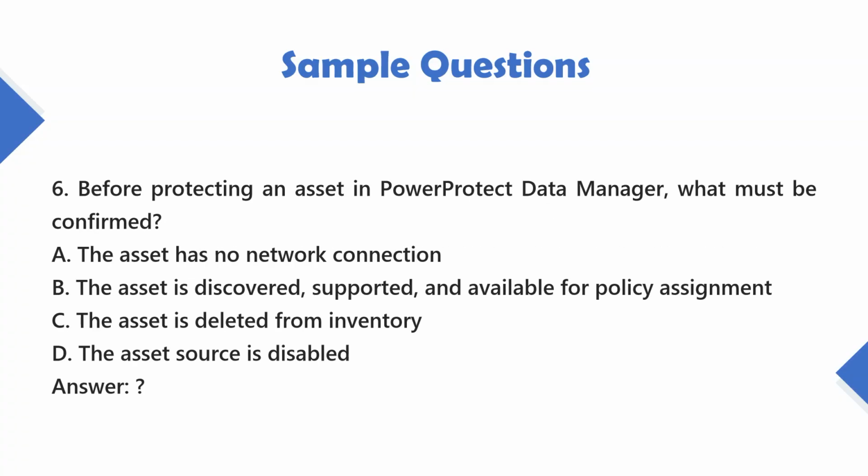6. Before protecting an asset in PowerProtect Data Manager, what must be confirmed? A. The asset has no network connection. B. The asset is discovered, supported, and available for policy assignment. C. The asset is deleted from inventory. D. The asset source is disabled.